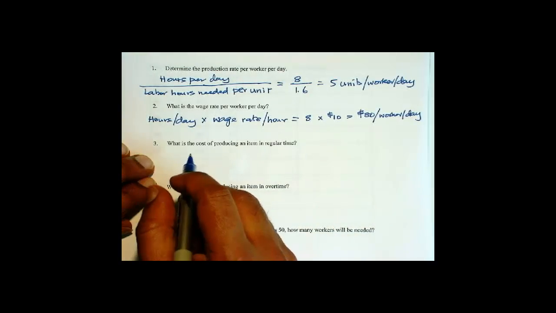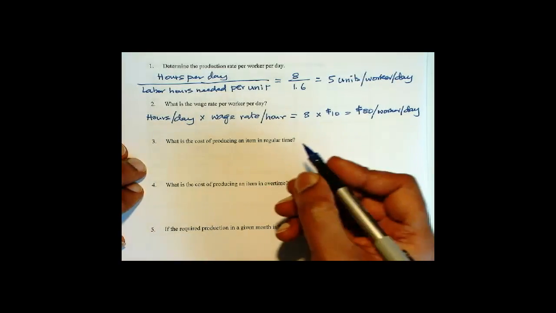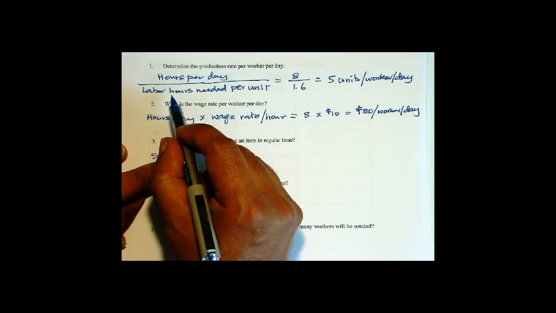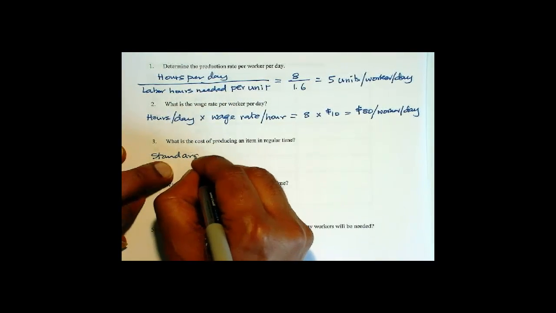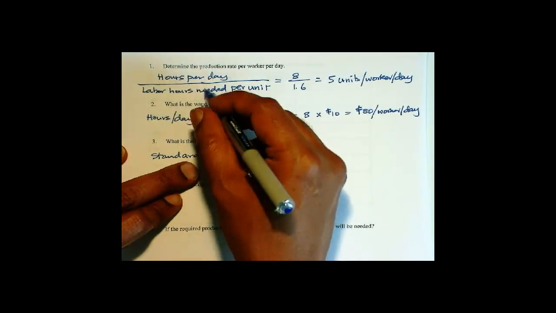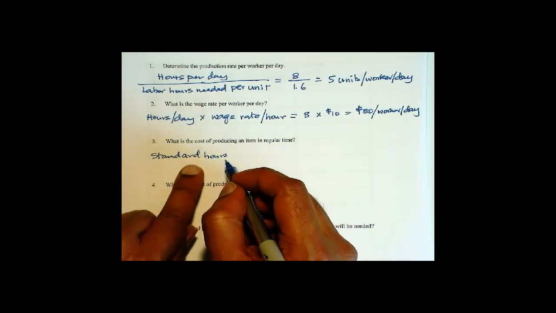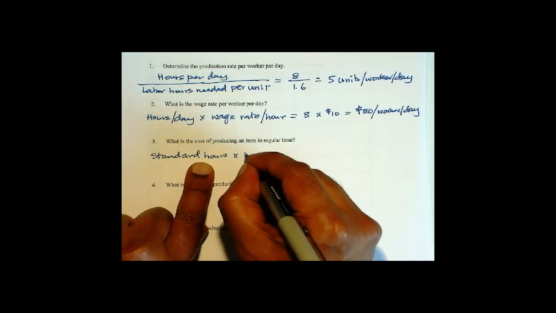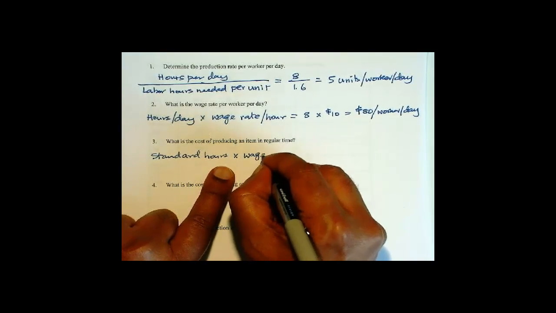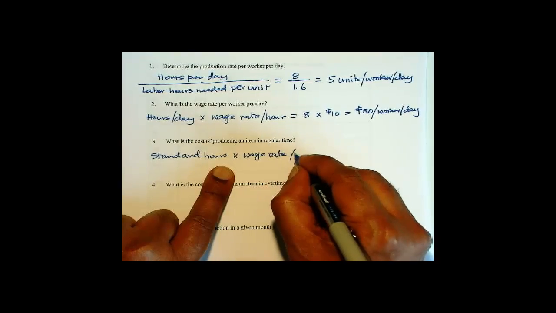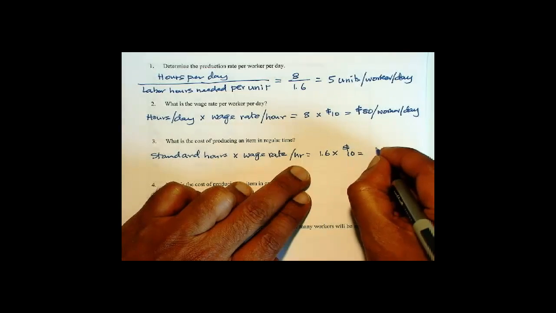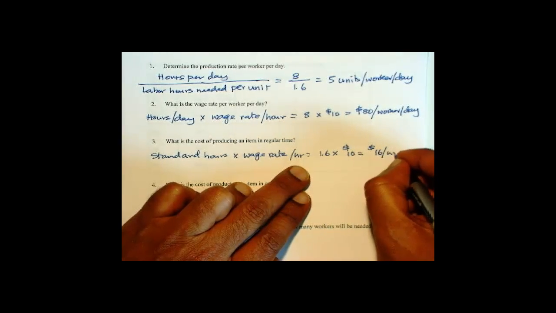What is the cost of producing an item in regular time? So this is standard hours, so that's labor hours needed per unit. I'm going to use these two terminologies interchangeably. You should understand that standard hours means how many labor hours are needed to produce 1 unit, times wage rate per hour. So that is 1.6 hours times $10, so that is $16 per unit.